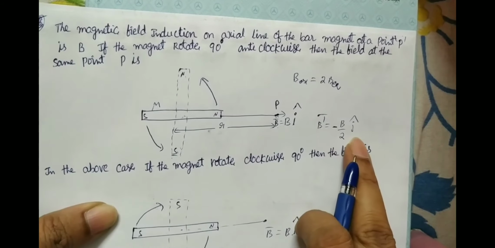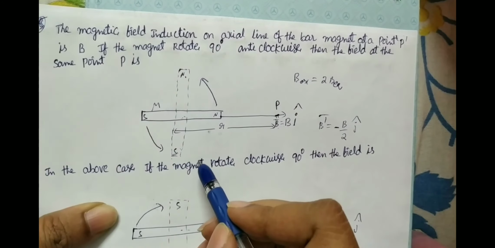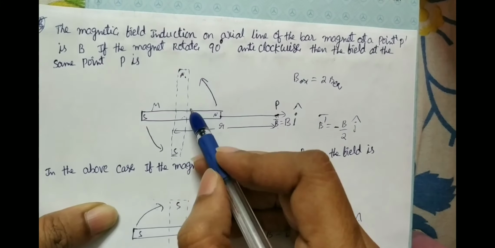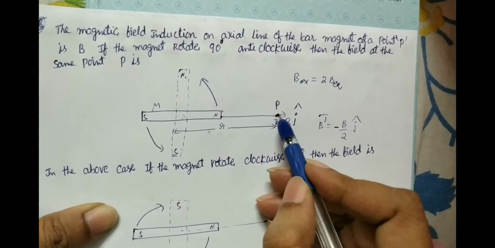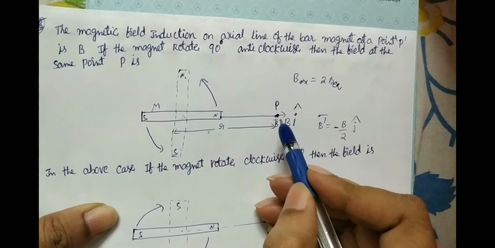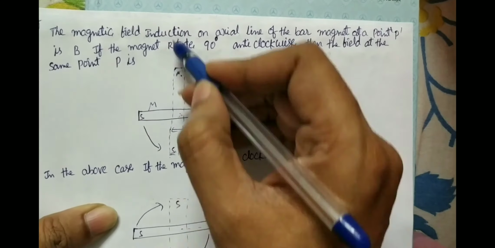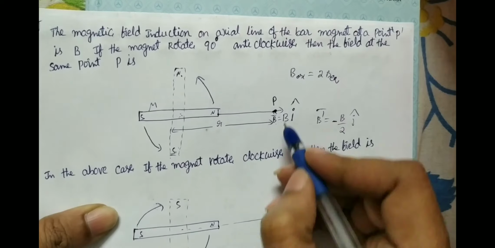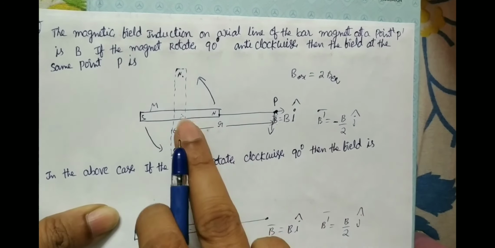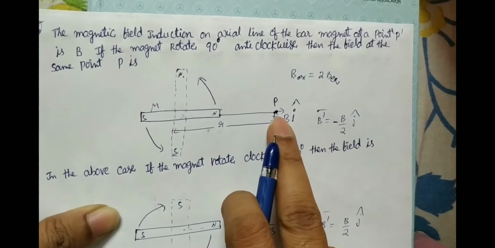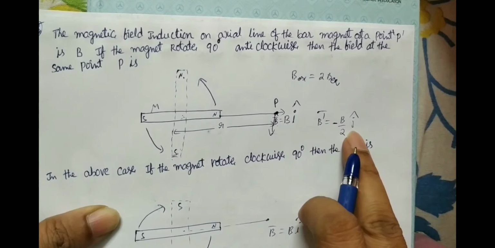But what is the direction? When north and south poles are there, you know the field lines; now this point is on the equatorial line. On the equatorial line, what is the direction of the field? Opposite to the magnetic moment. The magnetic moment is south to north, upward, and now the field acts downward. So B' is half of that on the axial line, and the direction is vertically downward. Downward means here you can take minus ĵ.